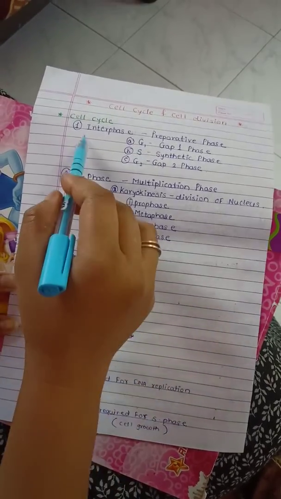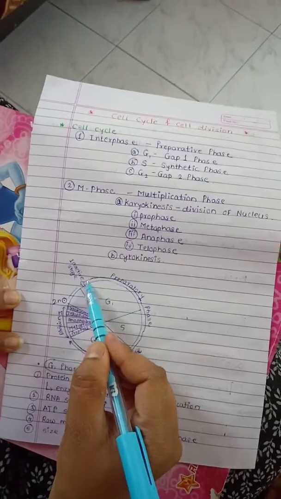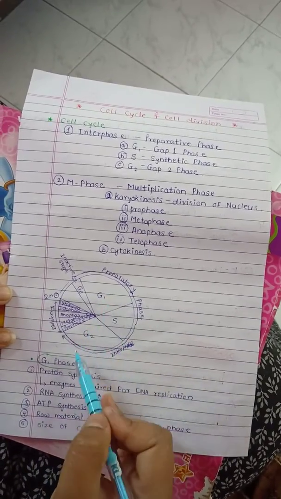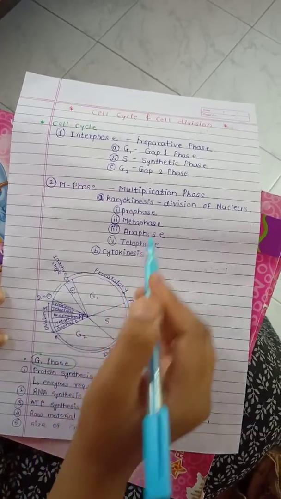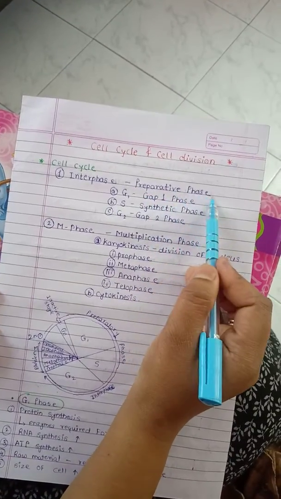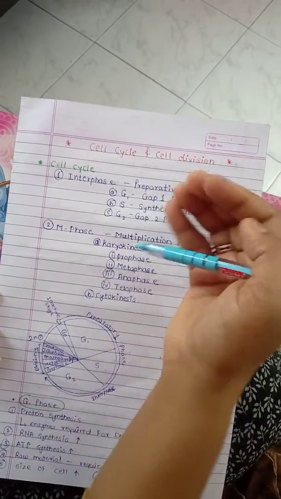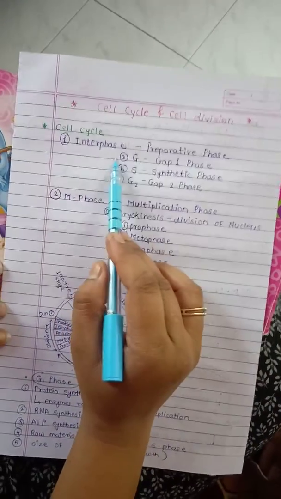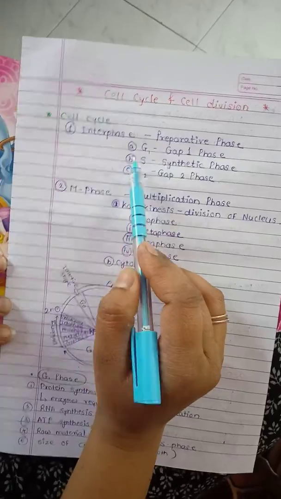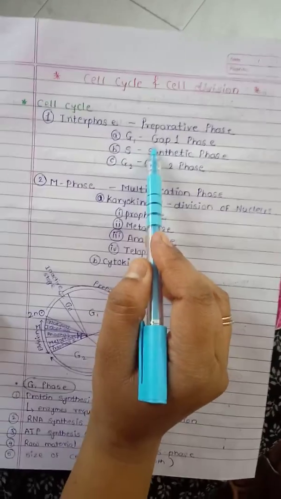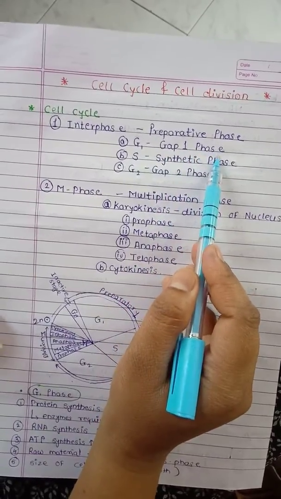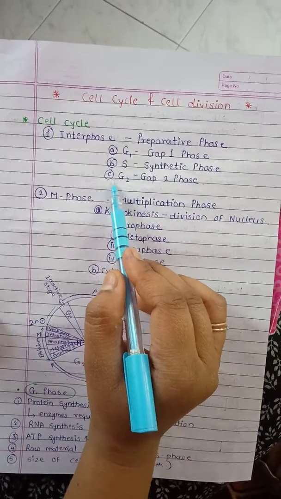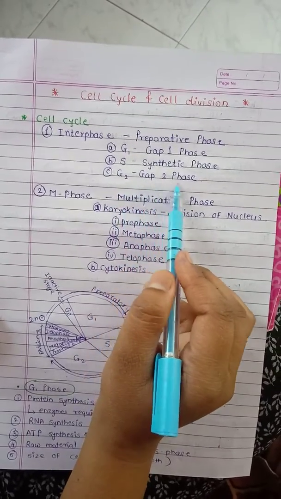In this stage, from G1 to G2, it is known as interphase. Interphase means it is a preparative phase. It is a preparation for M phase, and in interphase there are three substages: G1 phase, where G1 means gap 1 phase, then the second, synthetic phase, and the third, G2, meaning gap 2 phase.